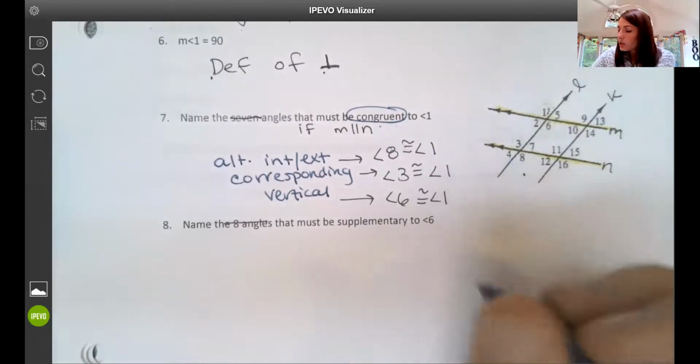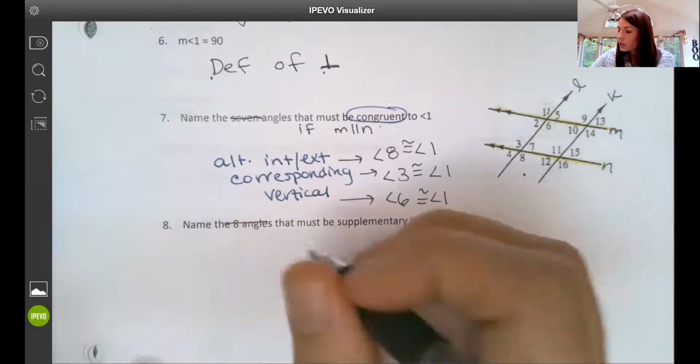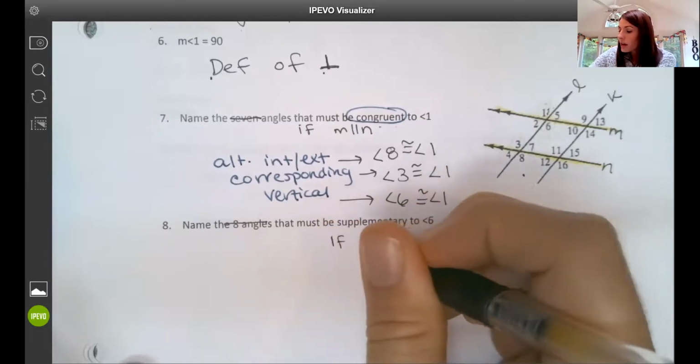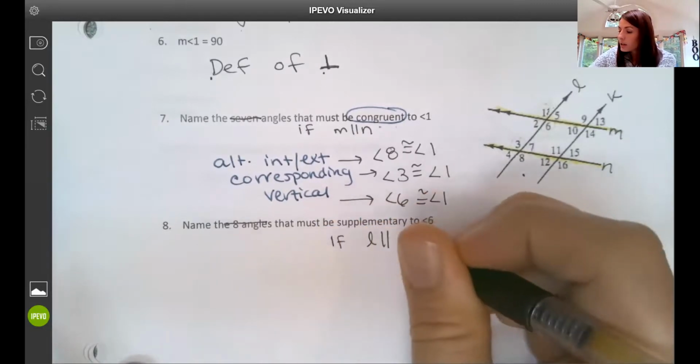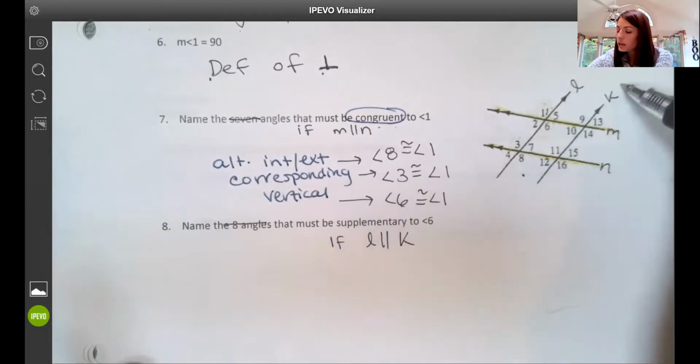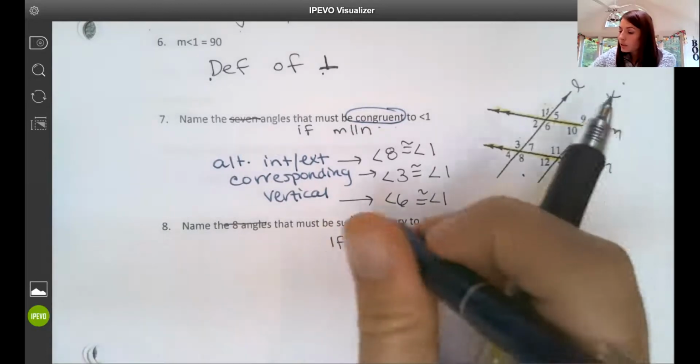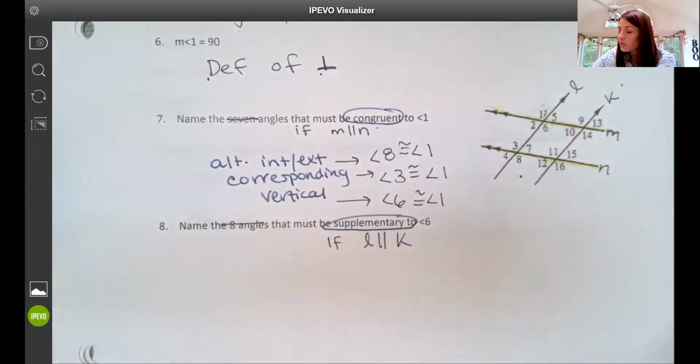Then it says, and I'm going to change this again, let's switch to if L is parallel to K. So now I'm going to look at these two lines, and now it's asking for supplementary to angle 6.